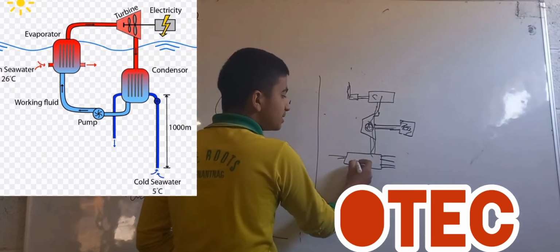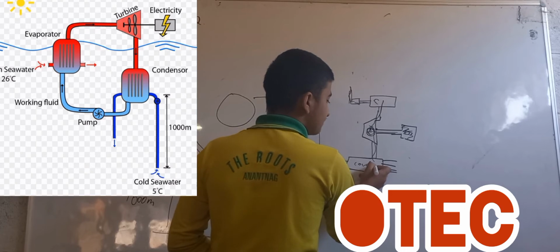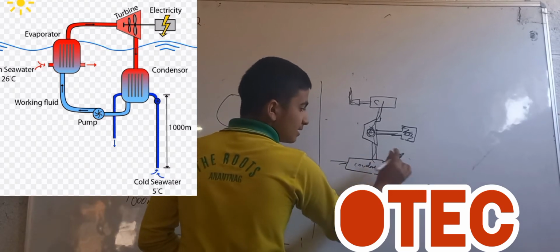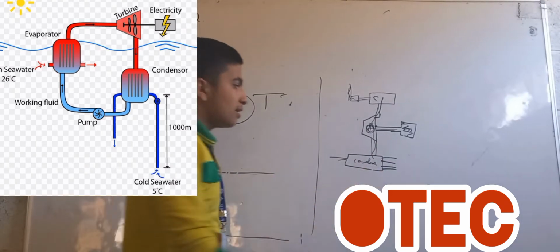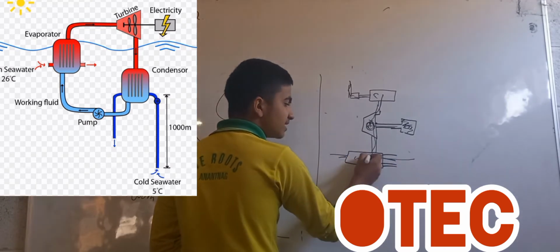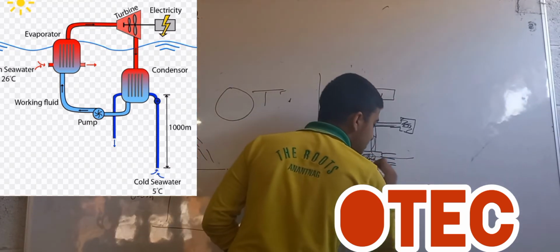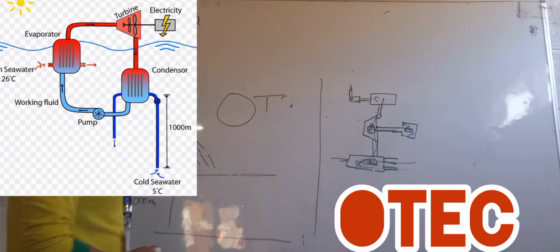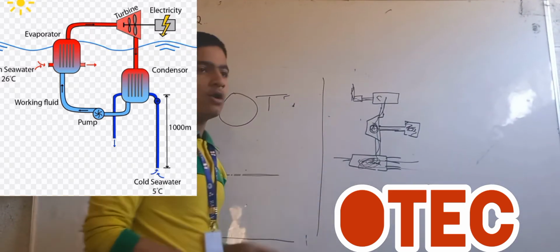Then the steam reaches the condenser and here it has two pipes attached to it. From one pipe the water enters, mixes with the steam and gets out of the system through the other pipe. And this is how the open cycle works.